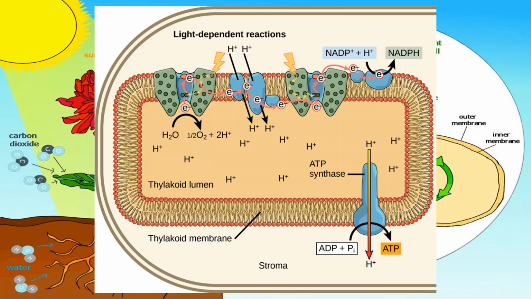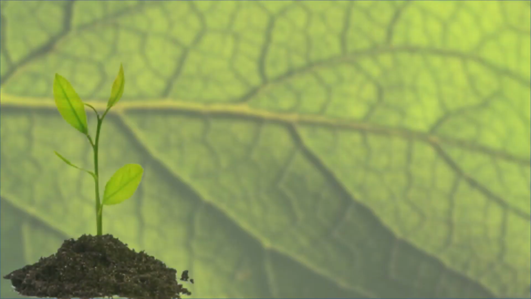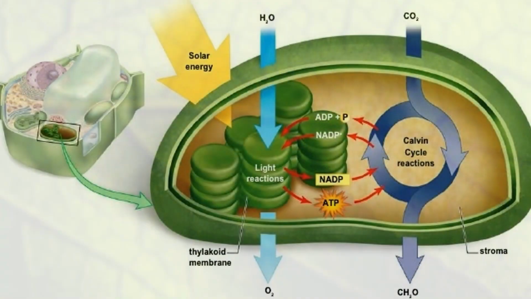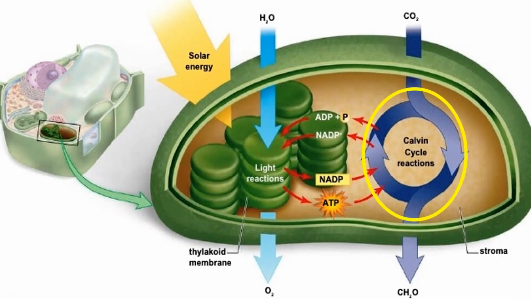Okay, so now let us move into light-independent reaction, better known as the Calvin cycle. The leaves of this plant have cells that carry out photosynthesis. If we zoom in on this photosynthetic plant cell, we can see the chloroplast where the reactions of photosynthesis occur. Photosynthesis consists of two primary steps, the light-dependent reactions and the Calvin cycle reactions. In this video, we'll focus exclusively on the Calvin cycle reactions.